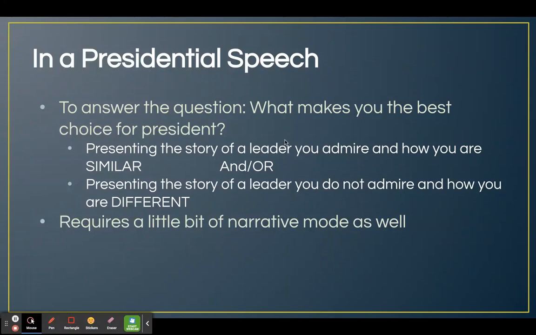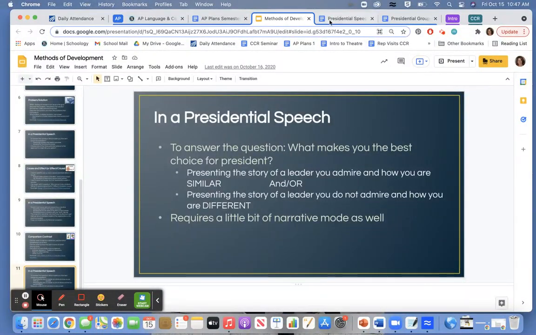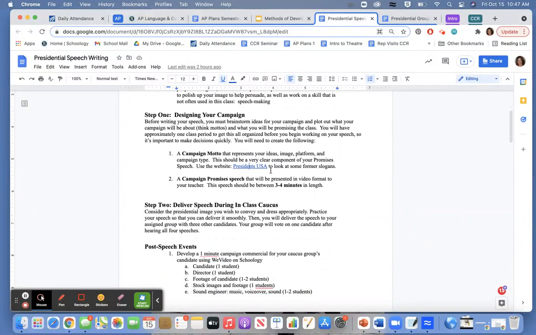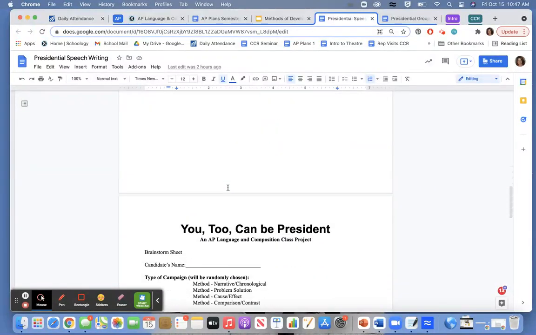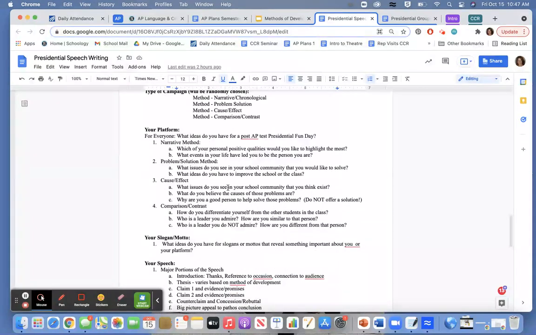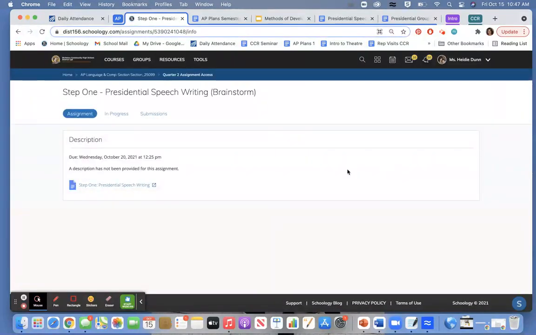All right. So when you are done, now that we're done taking a look at that, you're going to be looking at what you need to do. You are going to write a campaign promises speech that's between 3 to 4 minutes in length. If you take a look at this sheet here that follows it, these are some of the things that are going to be on your campaign brainstorm. So let's jump into Schoology and let's look at that step 1, presidential speech writing brainstorm. This is what I want you to work on today.